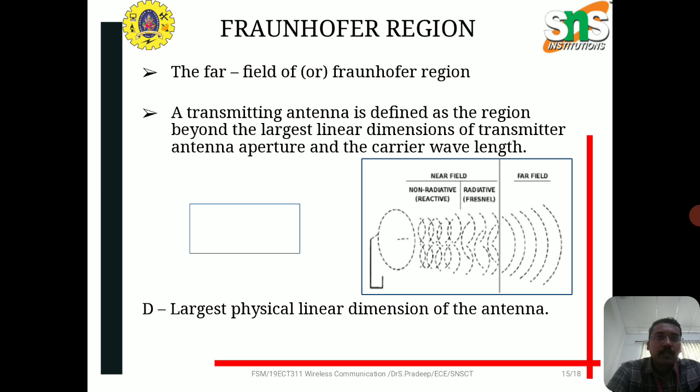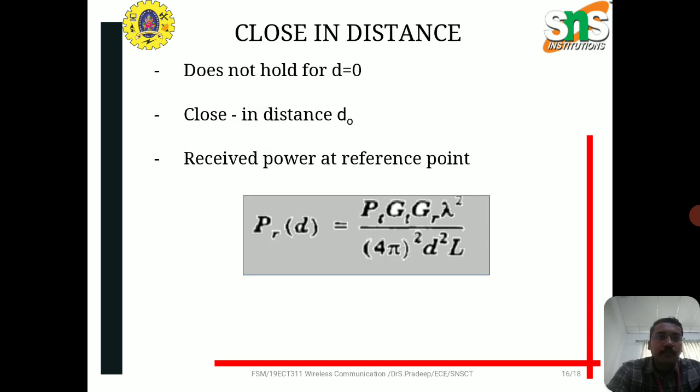Fraunhofer region. The far field or Fraunhofer region of a transmitting antenna is defined as the region beyond the far field distance, which depends on the largest linear dimension of the transmitter antenna aperture and the carrier wavelength. D is the largest physical linear dimension of the antenna. The model does not hold for d equal to 0, so a close-in distance d naught is used.